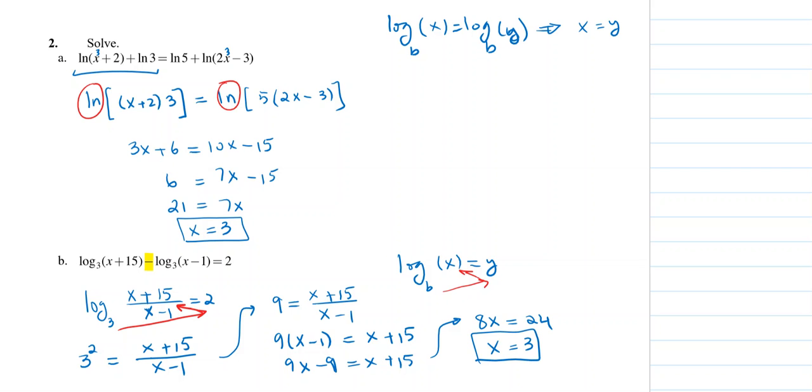Oops, I boxed it up too soon. I really should go back and check over here. If I put 3 here, 3 plus 15 is 18. That's positive. That's okay. 3 minus 1 is 2. That's positive. That's okay also. Look for more examples in your book of what happens when a number cannot be accepted because it gives you a negative inside your logarithm.